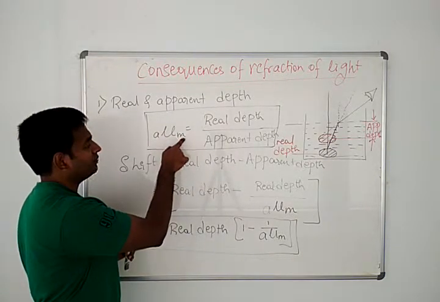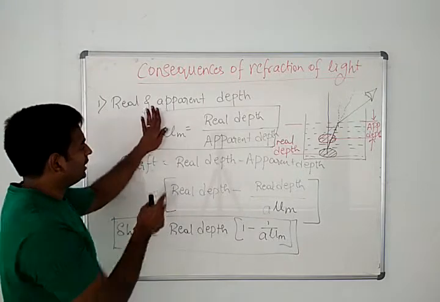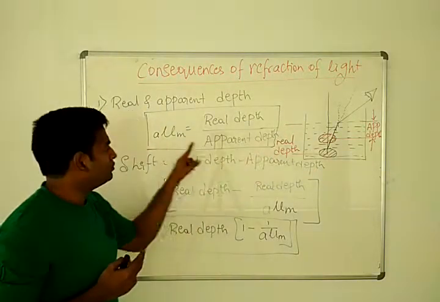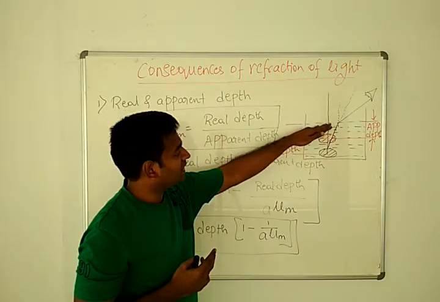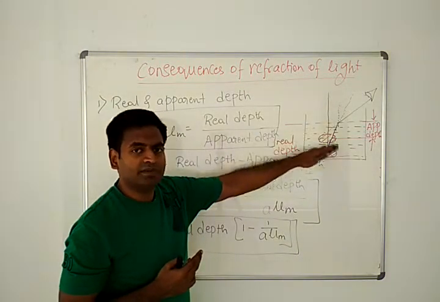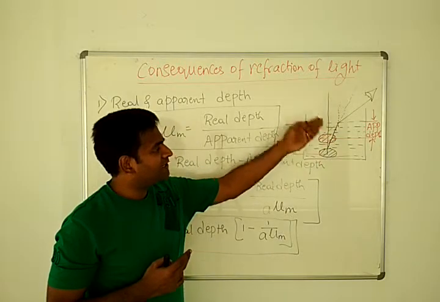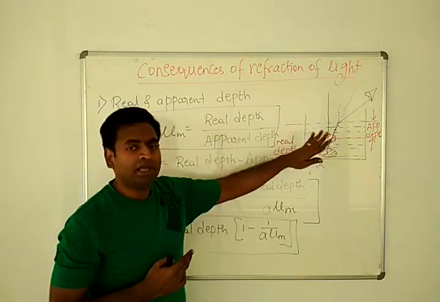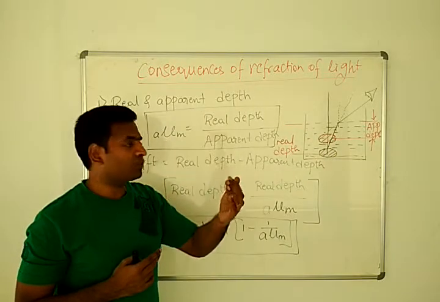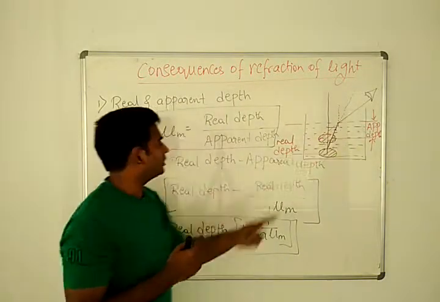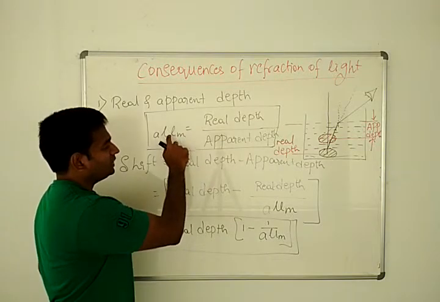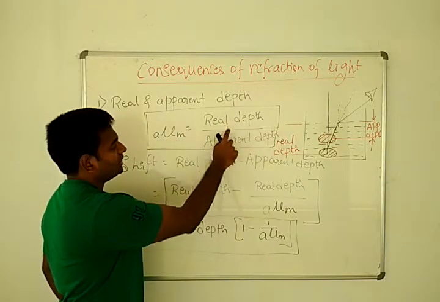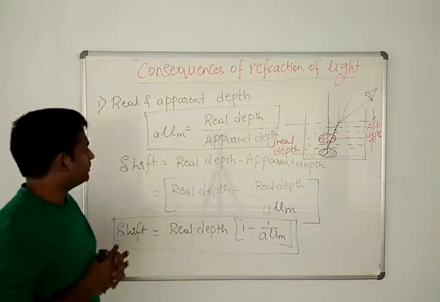So mu in the medium with respect to A, or simply mu in the medium. It depends upon what is the mu of the medium. For example, if I increase the refractive index of this medium, if instead of water I place any other liquid which is denser than water, then the bending will be more. So it depends upon the refractive index of the medium. So mu is equal to real depth divided by the apparent depth.